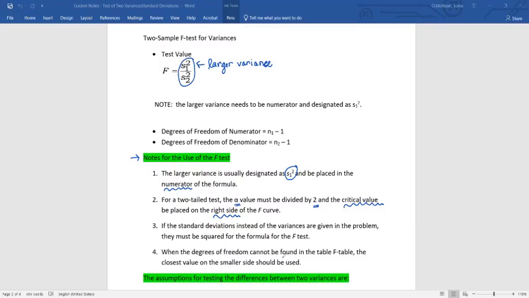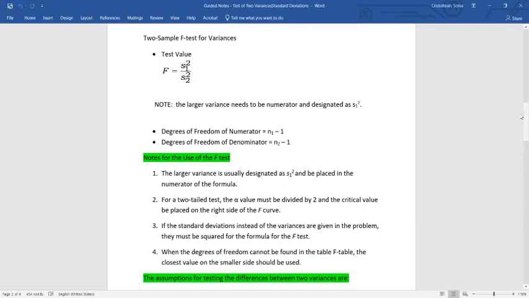When the degrees of freedom cannot be found in the table F, this is if you use the table to find the critical values, then the closest on the smaller side should be used. We will be doing these problems using the p-value method. But in case you are curious and you want to look at an F table and identify the critical values and do problems based on the critical values, feel free to do so.